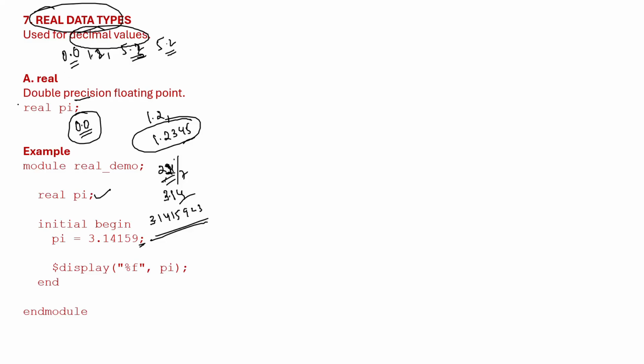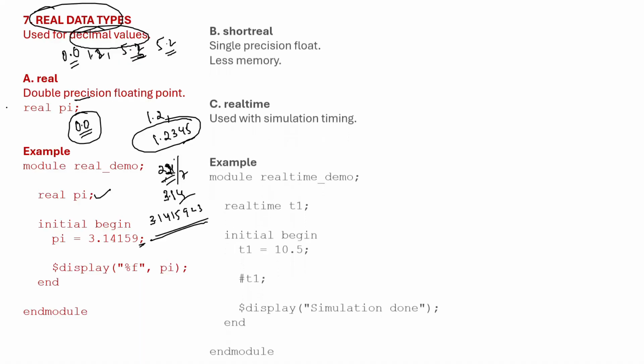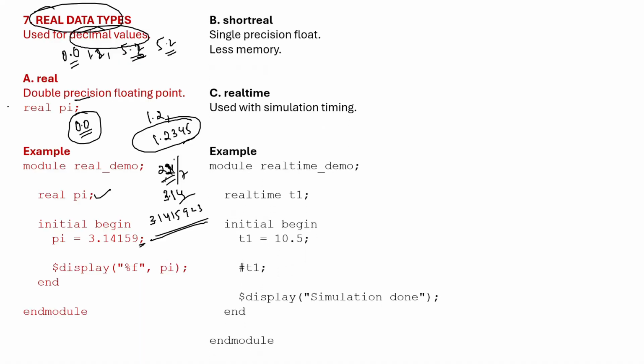So in this real, there is shortreal, and then long real also, and realtime also. This realtime also stores the time we are using. For time, it will store the current simulation time. Whatever the current simulation time we are executing, that will be stored. That is the timestamp we are using.